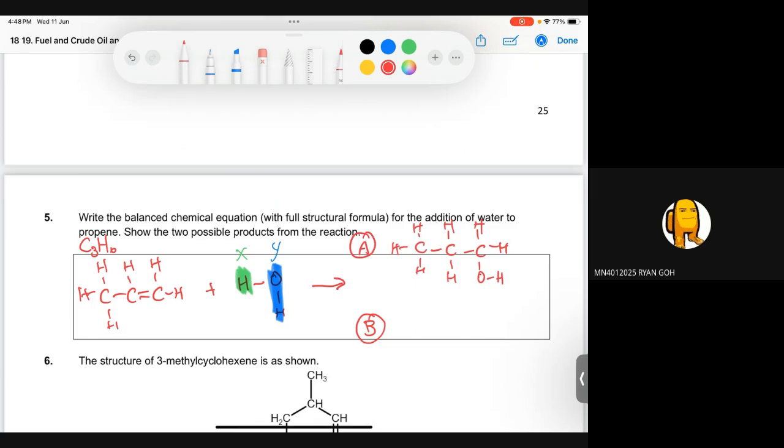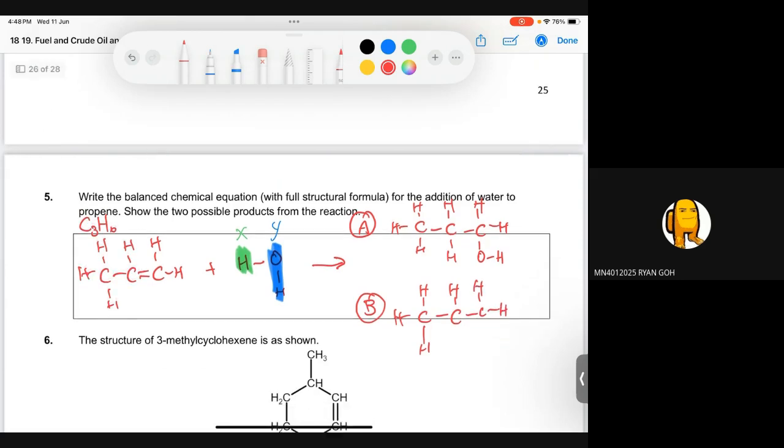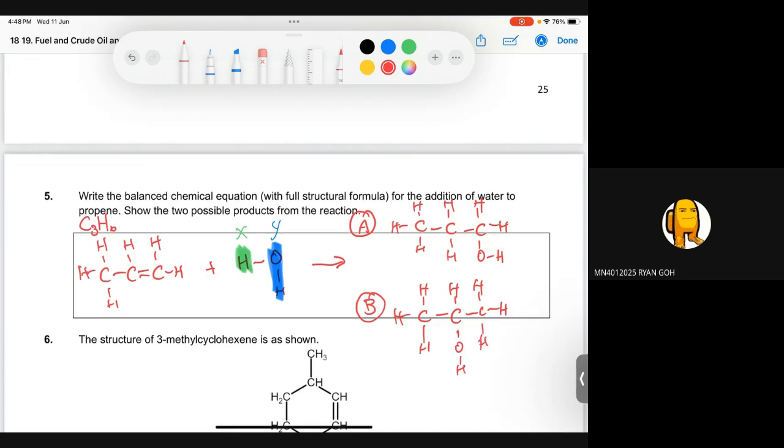Now this is one possible product. What's the second possible product? So we can draw back the same thing. Once the double bond is broken already, what's going to go to the bottom? Is it just those two switch around? Yes, just those two switch around. Very good.